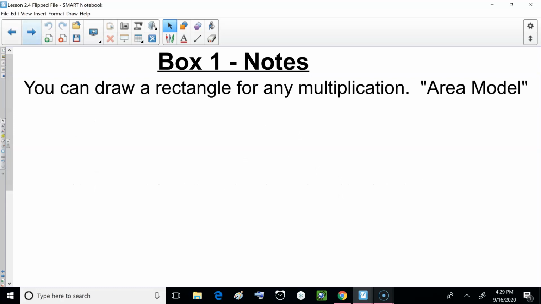So one thing you know is you can draw a rectangle for any multiplication. We call it the area model. The reason why we do this one is because we are going to be able to break apart the numbers as we've done before and put it into an area model. We'll use this one quite a bit because it can help us with all different types of multiplication. Eventually we're going to transition from this to another method, but we've got to learn this method really solidly first. So right now, you can draw a rectangle for any multiplication, quote, the area model. You can either write that down or just write the examples down today.